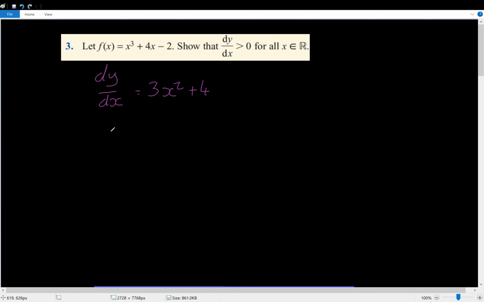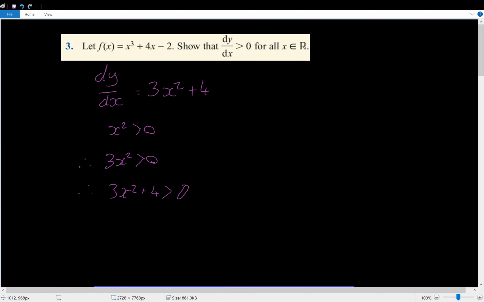So x squared has to be bigger than 0, because you cannot square a number and get a negative number. It just won't work that way. Which means that if x squared is bigger than 0, then therefore 3x squared is definitely bigger than 0, because you're multiplying it by another positive number. And from there further, we can then say 3x squared plus 4 is then definitely bigger than 0.